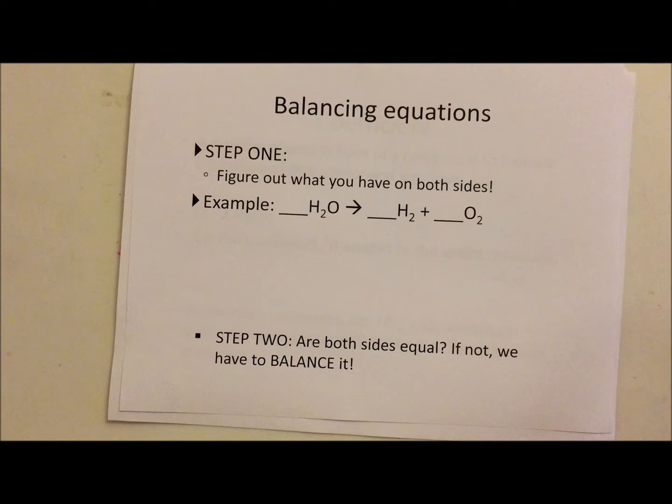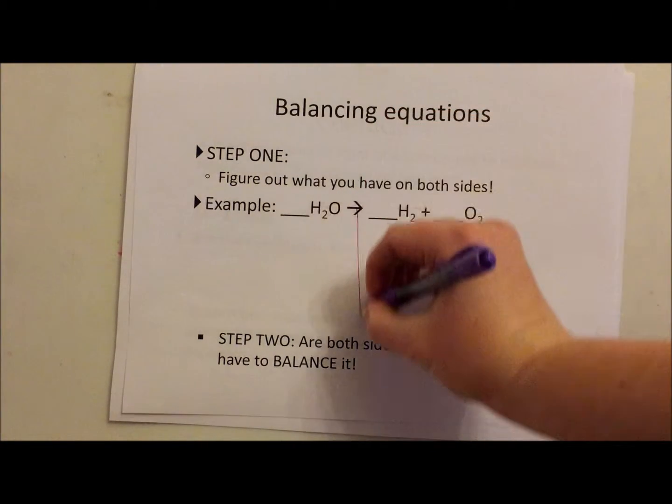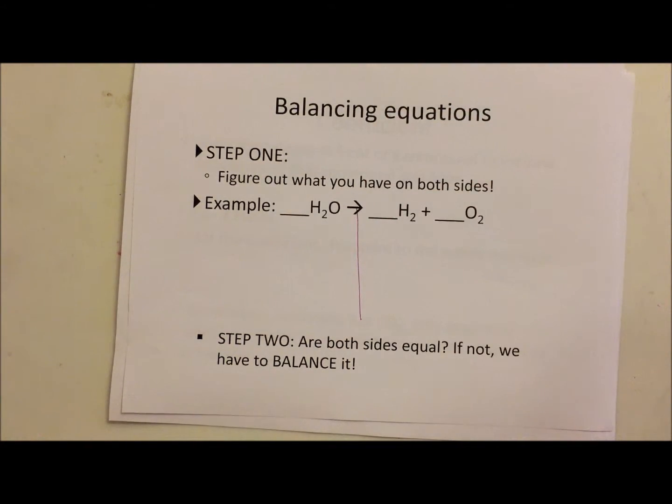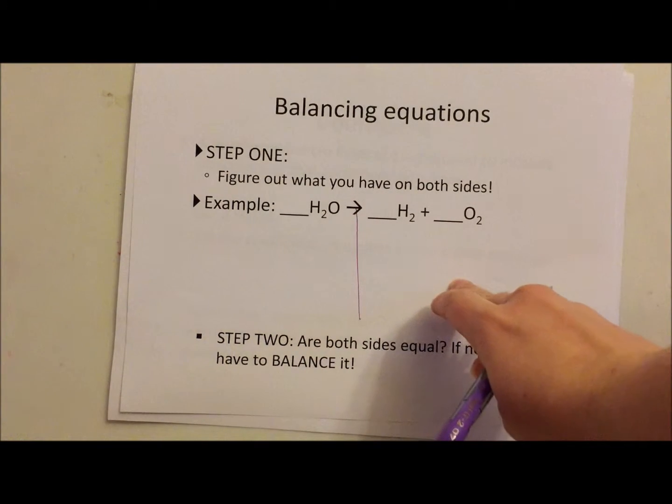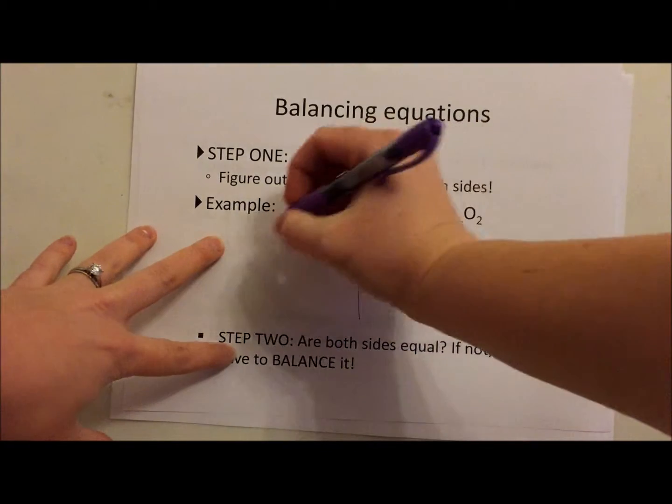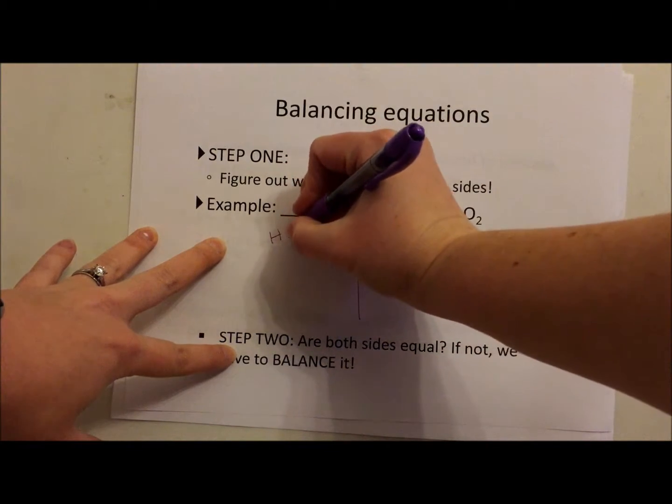Step 1, first off, you have to figure out what you have on both sides. So what I like to do is once I read my example, I'm going to locate my arrow and then I'm going to draw a line down. This line is going to separate my left side, my reactants, from my products on this side. Now I'm going to label how many I have of each one.